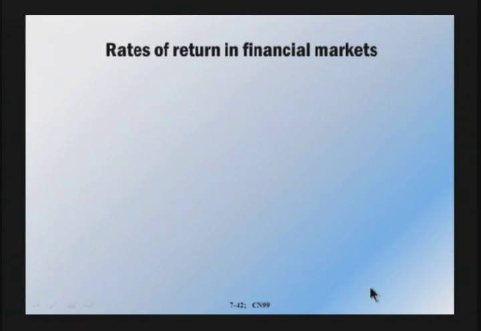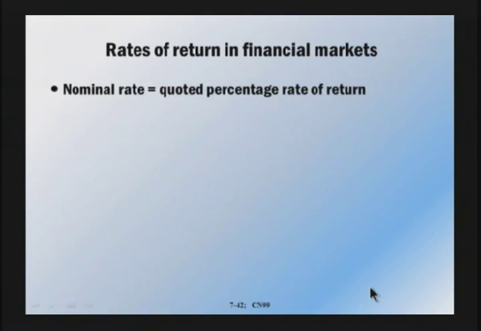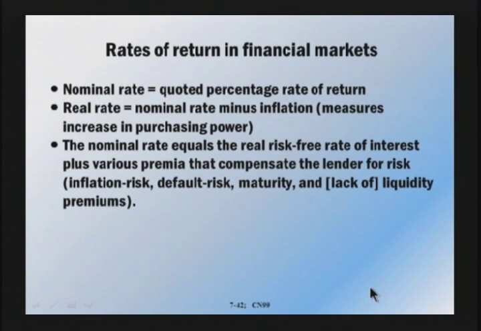Now let's wrap up Chapter 7 by talking briefly about rates of return in financial markets and roughly how those are set. Not really from a supply and demand approach, but more to a risk and return, or rate of return approach here. We've talked about a nominal rate in the past being the quoted percentage rate of return, or the APR. And a real rate is not just a quoted rate telling you the number of dollars to apply, but the real rate is the nominal rate with the inflation subtracted out, which is a measure of purchasing power.